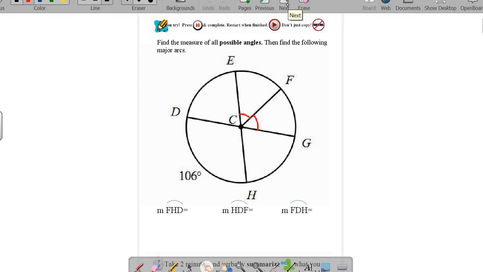This page, friends, you're doing on your own. Keep in mind these two sweeps mean those are congruent. Please pause the video.